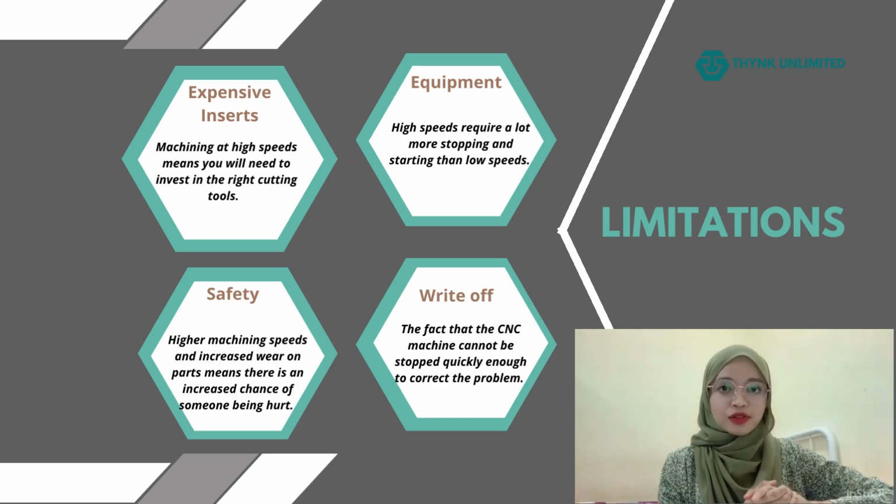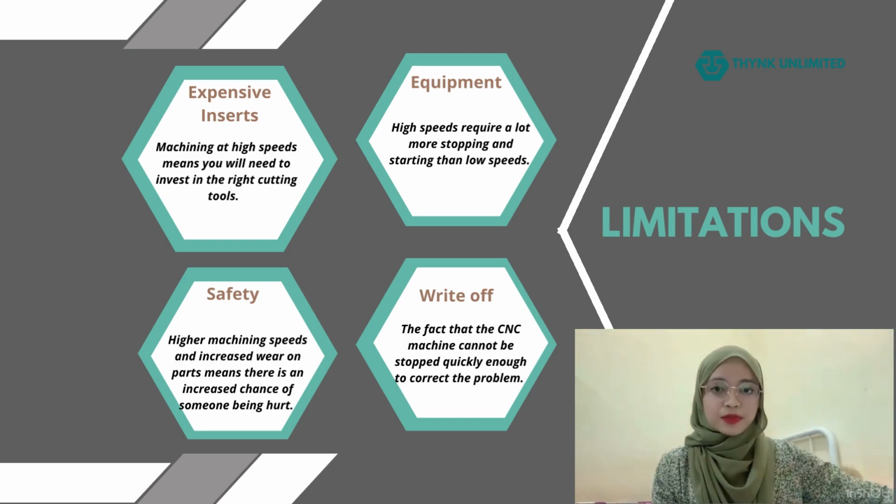Second is write-off. During this trial and error period, human, hardware, or software error may mean write-off due to the fact that a CNC machine cannot be stopped quickly enough to correct the problem. High-speed machining requires specific process knowledge, programming equipment, and interface. Without the right stuff, it can be anything but straightforward.